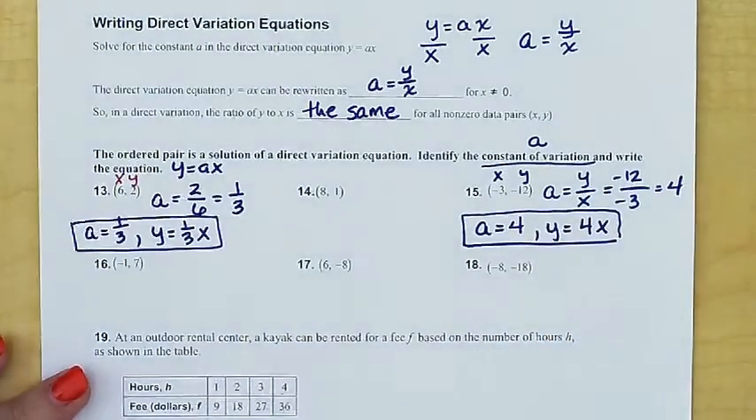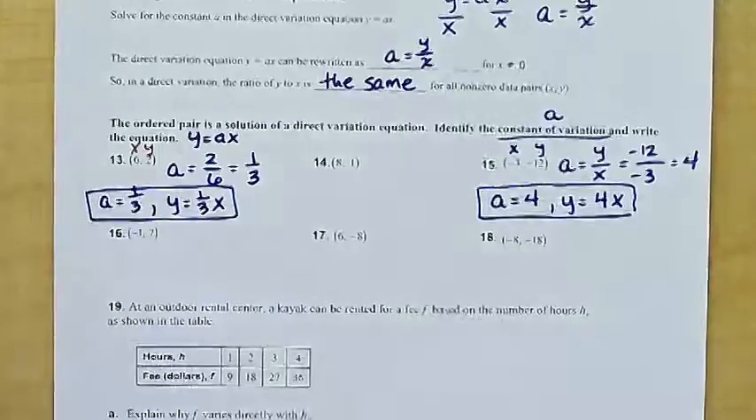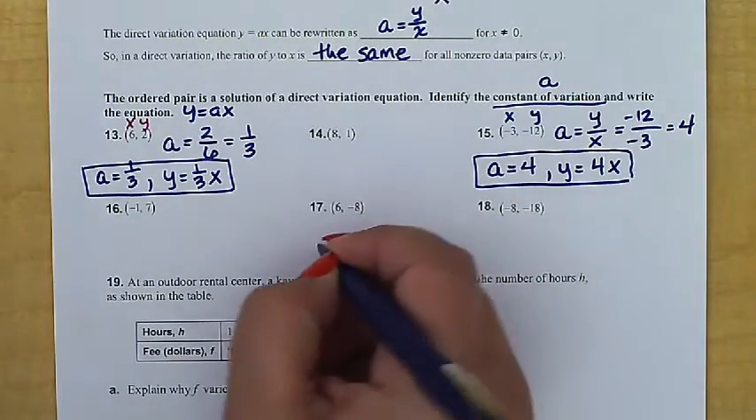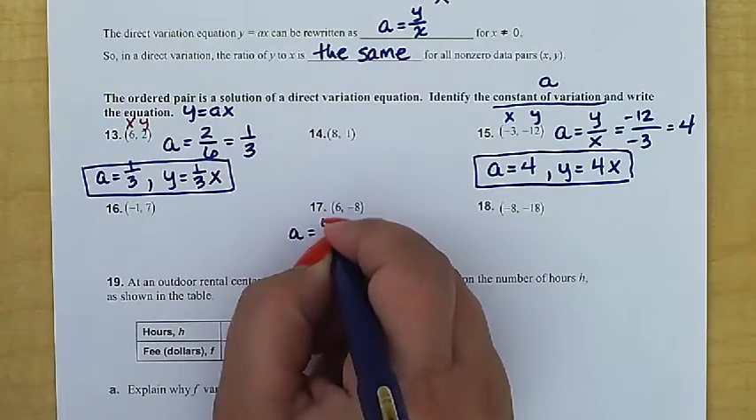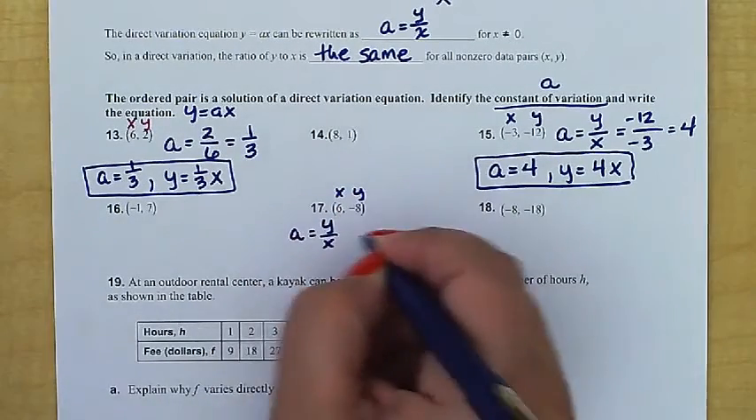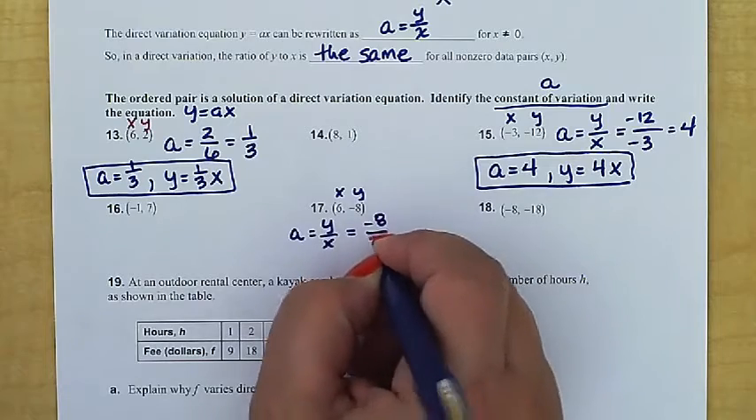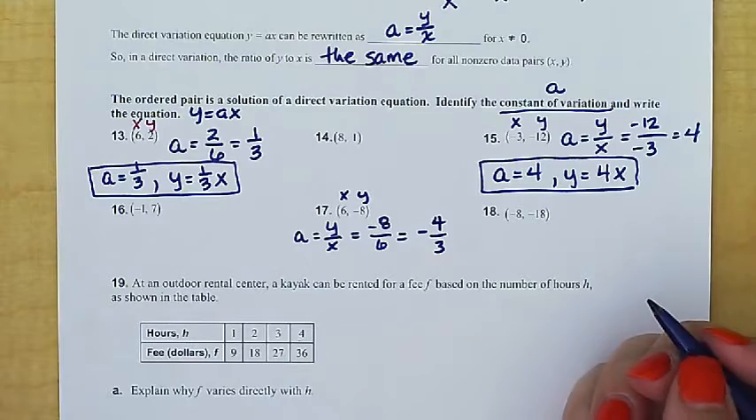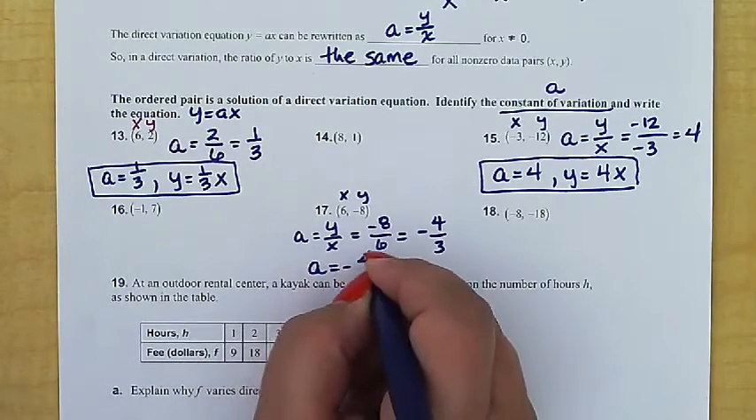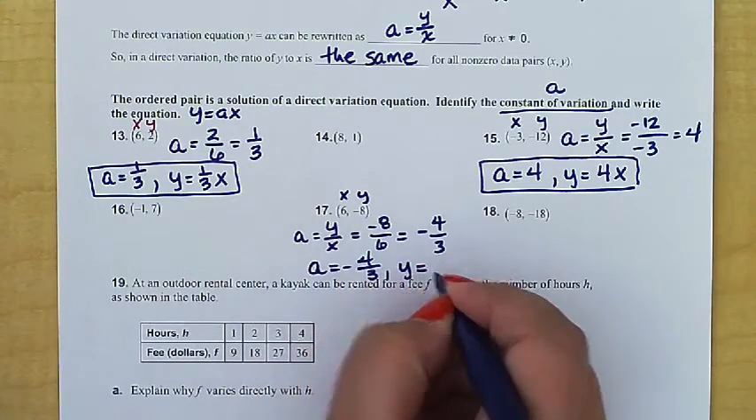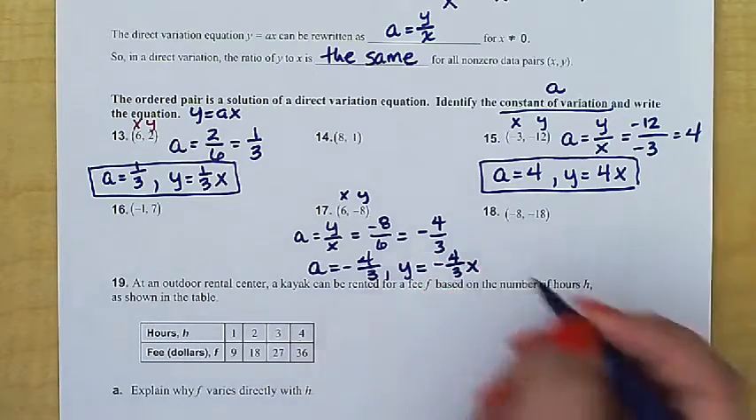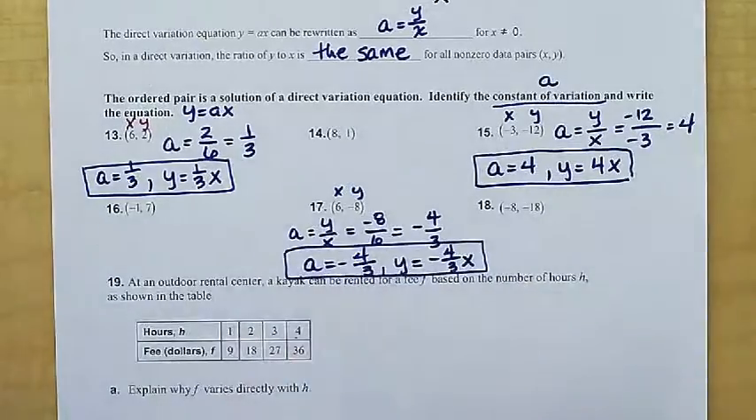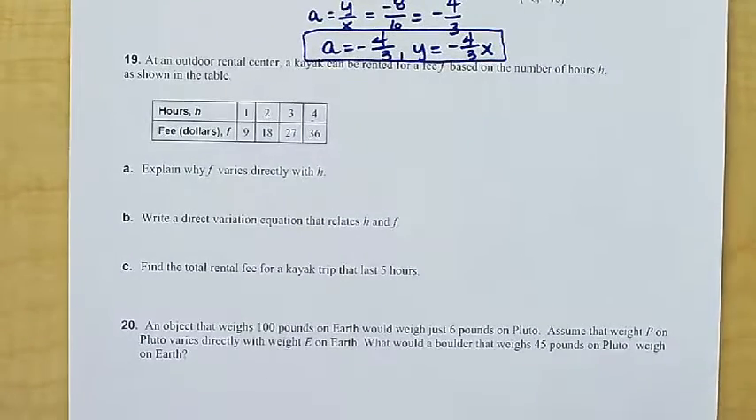Okay, try number 17. And if you feel good about that, then we'll wrap it up here. Let's try number 17. Okay, so on number 17, again, if you compared the y over x ratio, you should have gotten -8/6. That simplified to -4/3. So that is your a value. A is -4/3, and therefore our equation was y equals -4/3 x. So if that's what you got, then you are in good shape for this. Okay, we're going to finish out these two in class tomorrow.